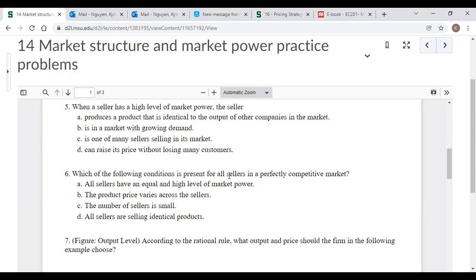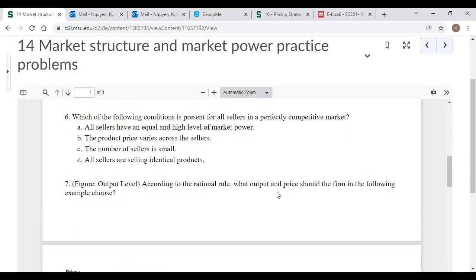D, all sellers are selling an identical product. This is actually correct. And that's because in a perfectly competitive market, the good being sold is a very standardized good, which basically means that it's not very different. It's just the same item, basically. An example would be wheat. You can get wheat from Michigan or wheat from Kansas. It's still wheat. You can still do whatever you'd like with it. So it's not very different or special. Are there any questions about that?